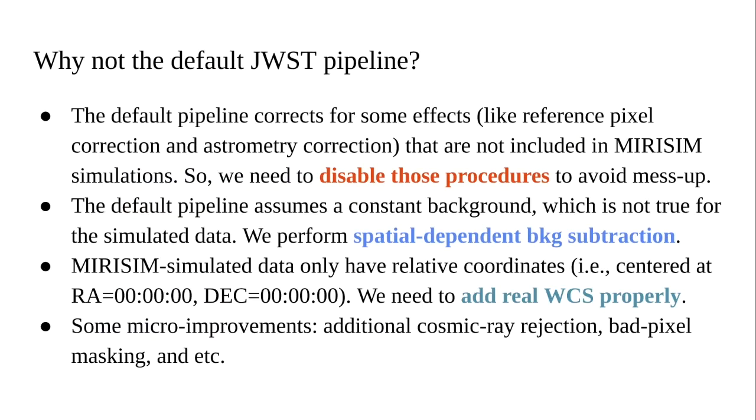The third reason why we need to modify the pipeline is that the MIRISim data only have relative coordinates. That means the image center is just a right ascension and declination of 0. Everything about position is relative. So we need to correct for this, and add a real coordinate system properly in some steps during the pipeline run. Finally, there are several minor improvements. This includes additional cosmic ray rejection using AstroScrappy, also bad pixel masking, which we found might be missed by the original pipeline, and so on.